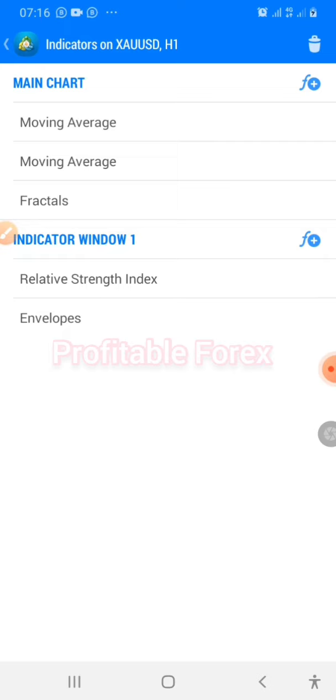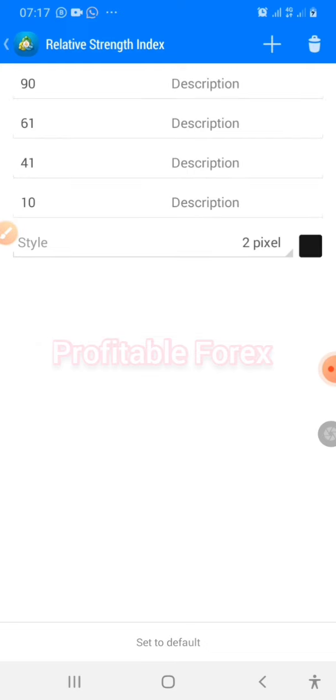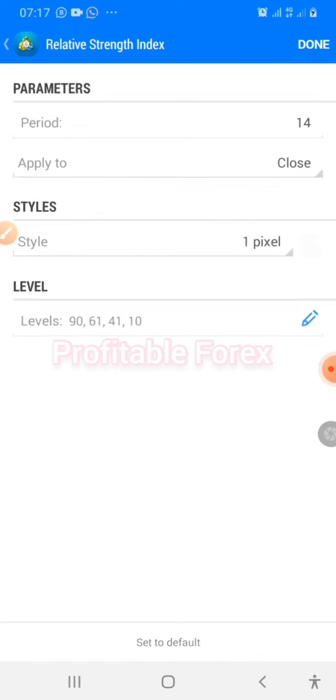Then we have our fractals, which is not very important, but you can use the default setting for the fractals. Then the first indicator on the indicator window is the RSI, the relative strength index. The relative strength index period 14, apply to close, style 1 pixel, and the color should be your background color. Then we have our levels, which are very important. The levels are 90, 61, 41, and 10, and the style is 2 pixel and the color is black. So that is the setup for the RSI.